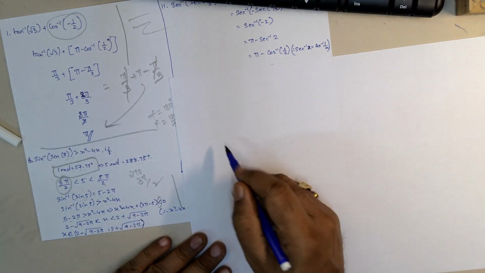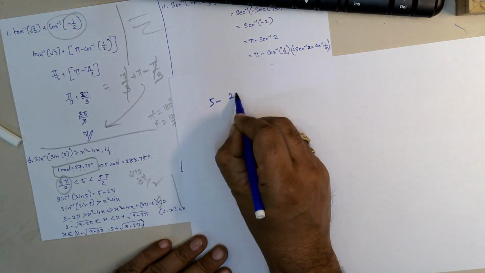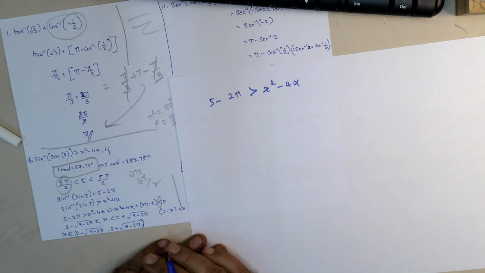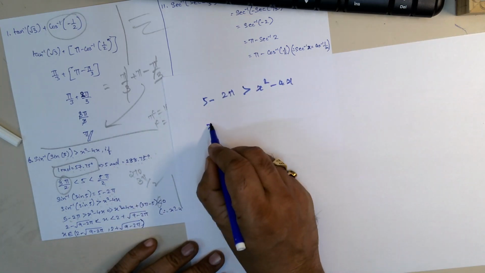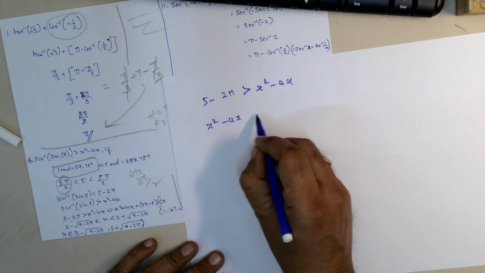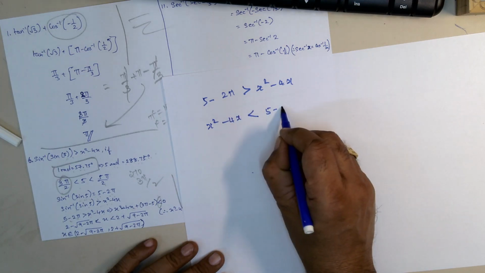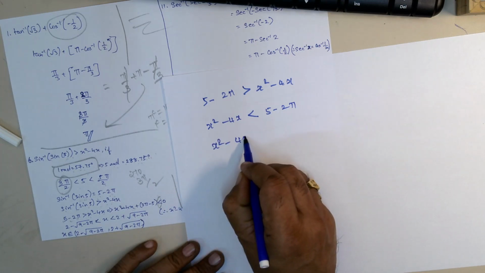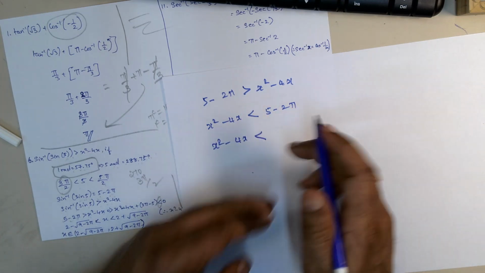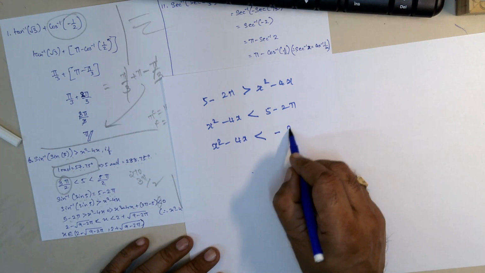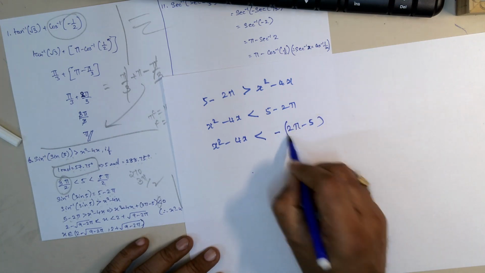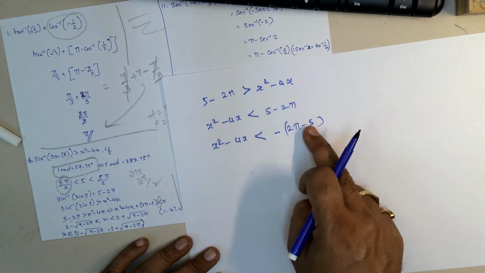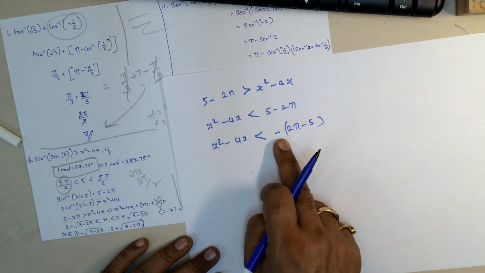Listen to me carefully. See, 5 minus 2 pi is greater than x squared minus 4x. Okay, now let us interchange. x squared minus 4x is less than 5 minus 2 pi. Do you understand this? So x squared minus 4x is less than, you can rearrange this and put minus, 2 pi minus 5. You just put minus of 2 pi, minus of minus 5 plus 5. So this can be written like this.